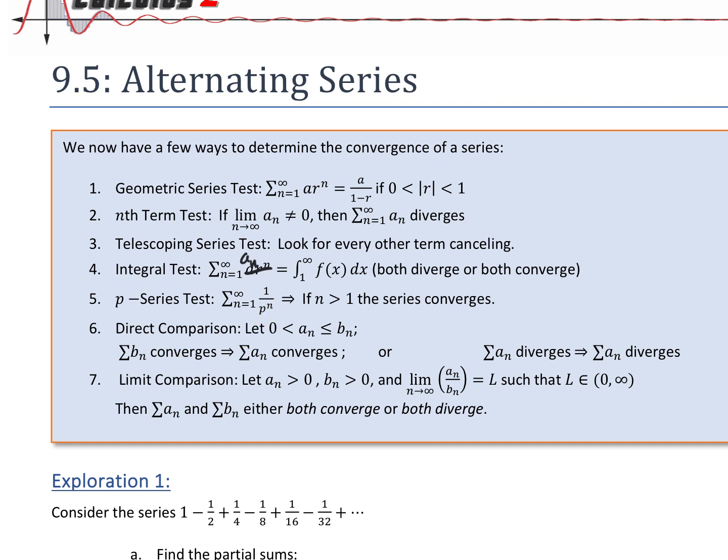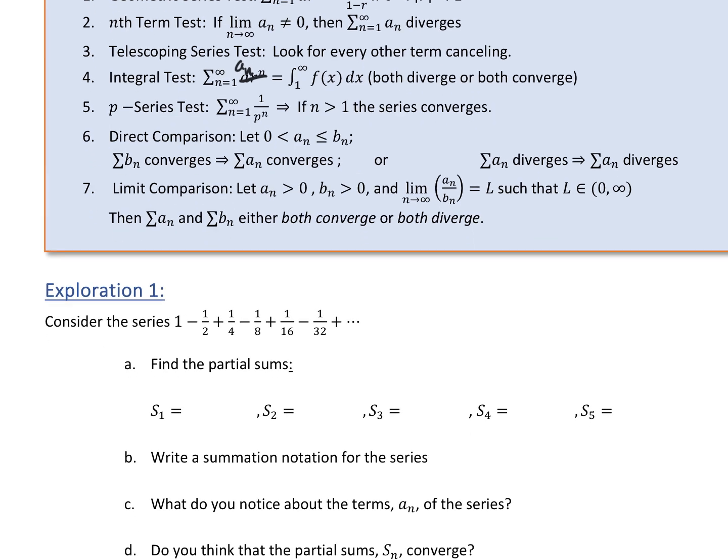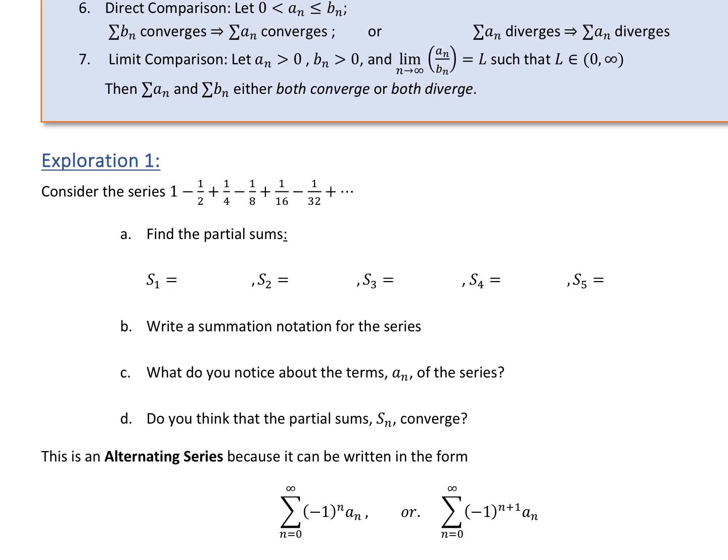Got the direct comparison, where we look at two sequences and we look at them term by term to see if one is bigger than the other and go from there. And we also have the limit comparison test, where we have these two series or sequences and we compare them term by term to see if the ratio of their terms has a limit. So there's a quick rundown of where we are so far. We got one more type of series called an alternating series. So let's explore that a little bit here.